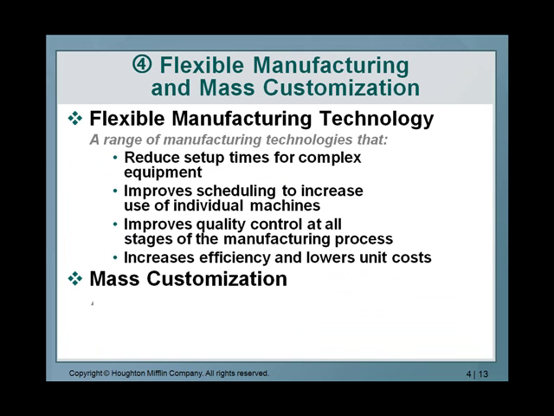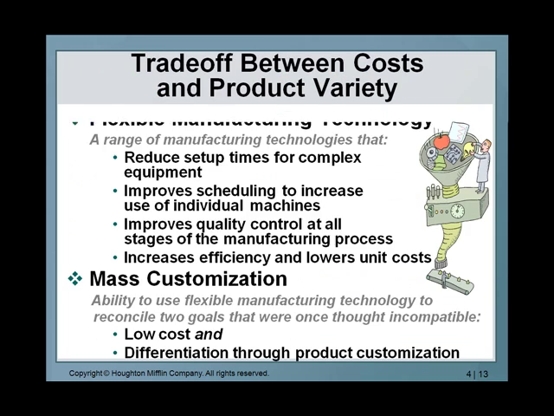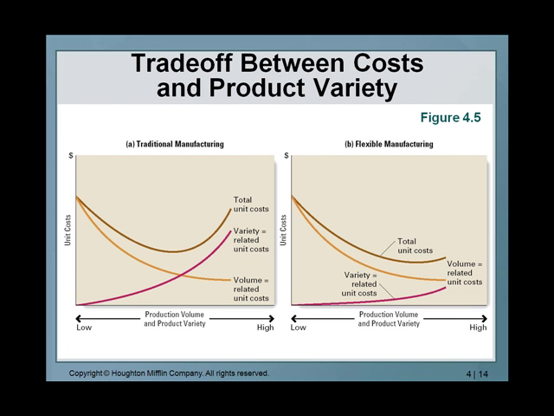We talked about flexible manufacturing. You could read more about this in your text. And this is a little bit of an example of a trade-off. What used to be the case in traditional manufacturing, the more volume, unit cost would go down, but the more variety, unit cost would go up. So if I tried to customize, it would increase my unit cost.